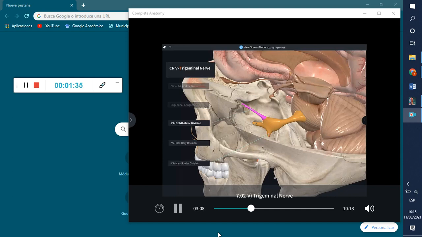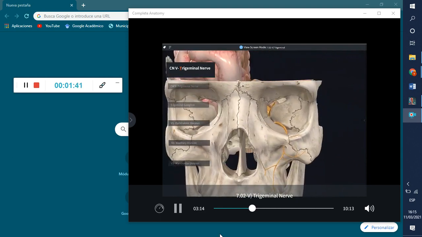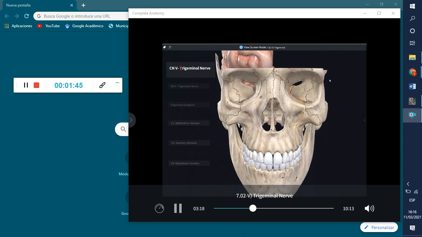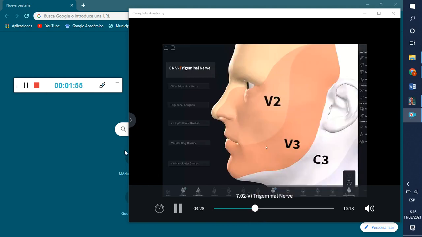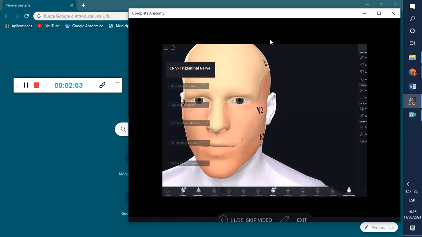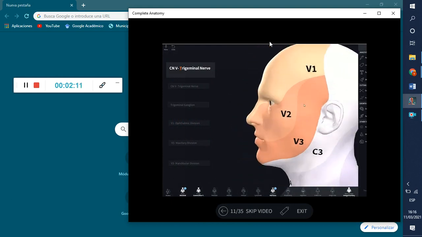So if we focus on the sensory distribution, well, the ophthalmic division and the maxillary division and the mandibular division, they're going to innervate very specific regions of the face. Let's see if we can maybe find us a picture with the dermatomes. And voila, here we can see the distribution now of the ophthalmic, the maxillary, and the mandibular division of the trigeminal nerve.